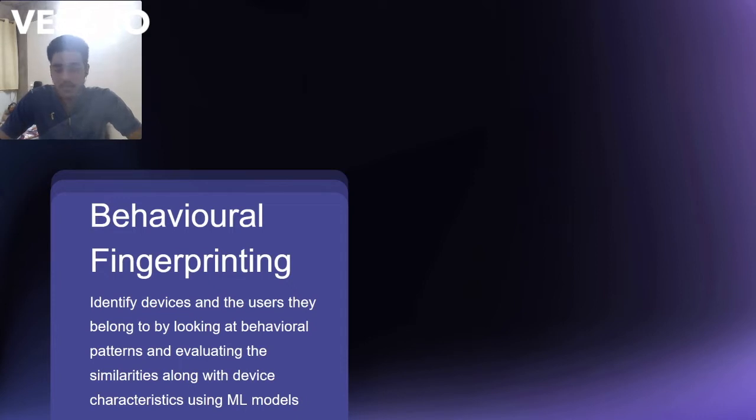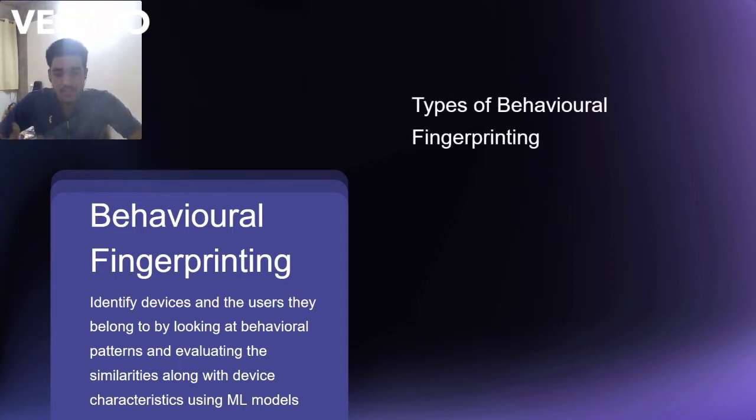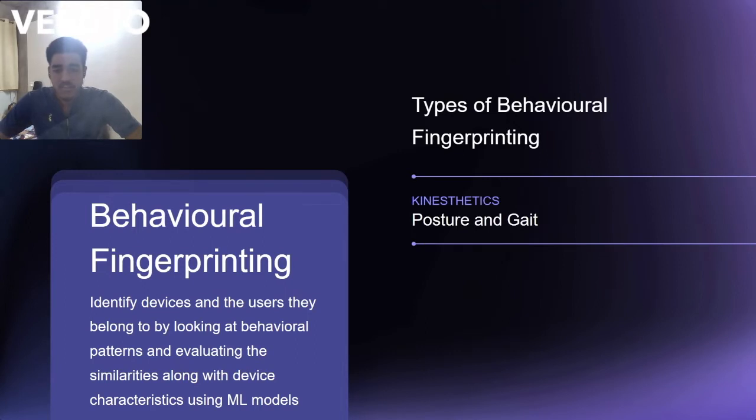Now, let me discuss the types of behavioral fingerprinting. Although this technology is continuously evolving, we can distinguish three main types. First of all, kinesthetics, which includes posture and gait. Posture refers to the unique characteristics of an individual's body position and weight distribution. And gait refers to a person's walking style, which includes movements such as upper body posture, pace of travel, etc.